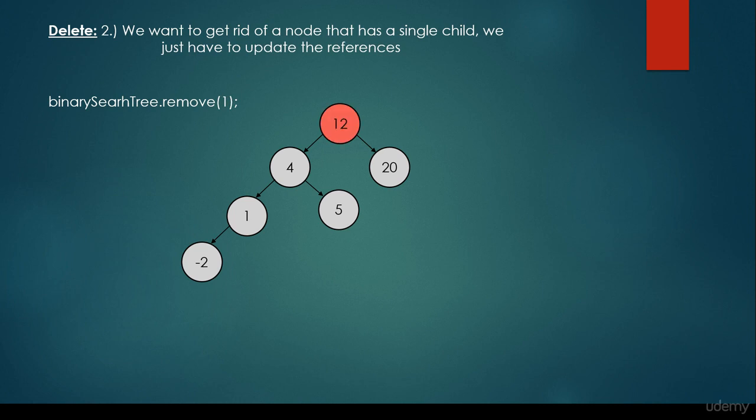Okay, what about the second case? We would like to get rid of the 1. First, we have to look for it. Okay, we find the node we would like to get rid of, and we just have to make sure that the parent is going to point to the child. So the parent of 1 is 4, and we have to make sure that this 4 is going to point to the -2 directly. Okay, so we just have to update the references, and we have to set this node 1 to be equal to null in order to avoid obsolete references.